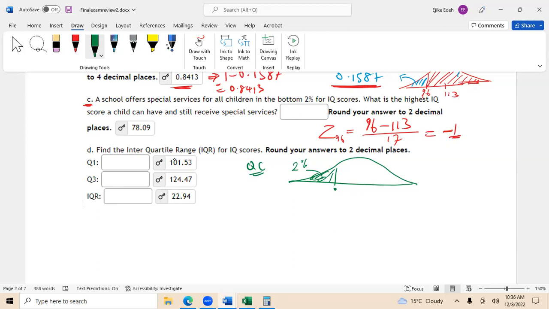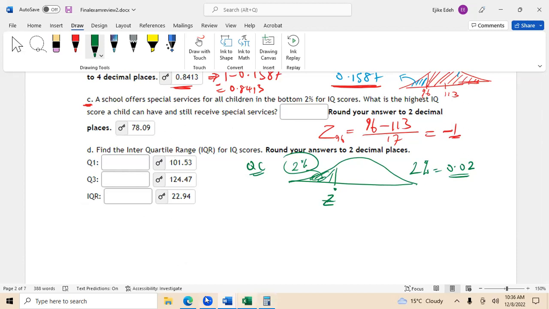So I just go to the table, you know, from the table we find area. So I just go to the table and look for the area that is equal to 2%. And we know that 2% is the same thing as 0.02, isn't it? So I'll just go to the table and look for 0.02 and find out the Z value that is equivalent to that.